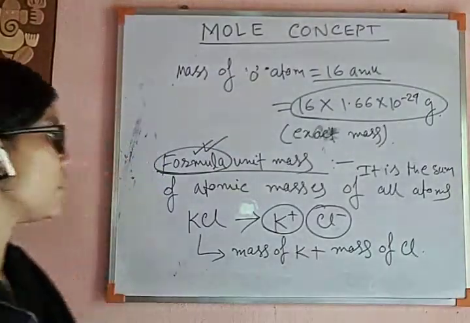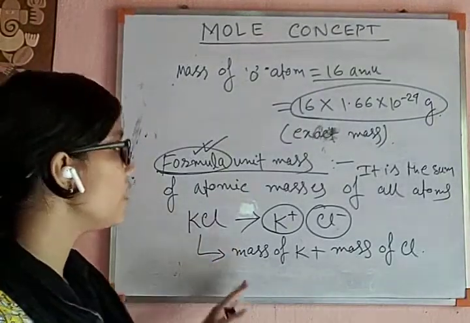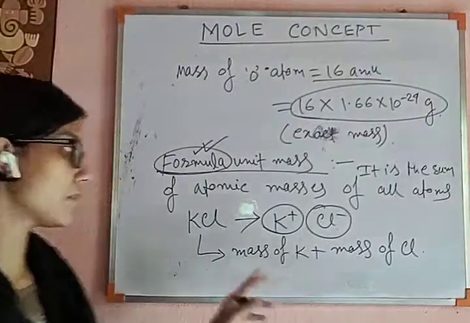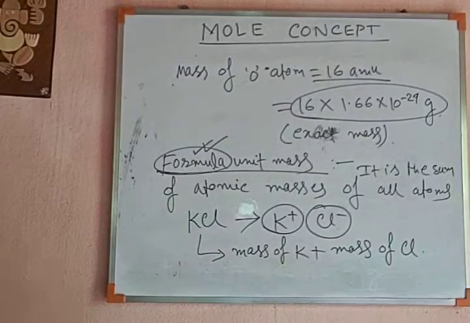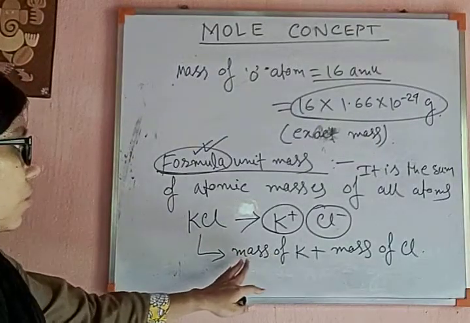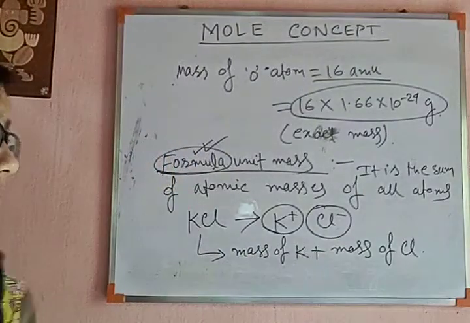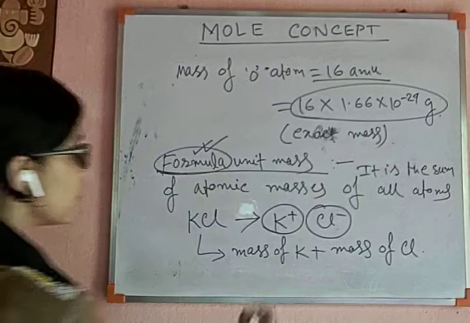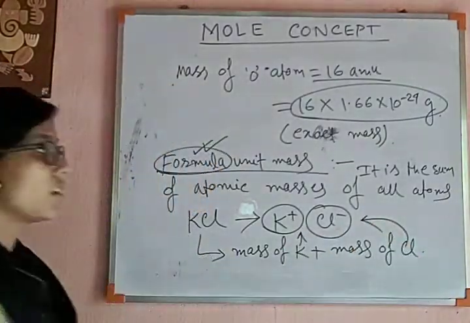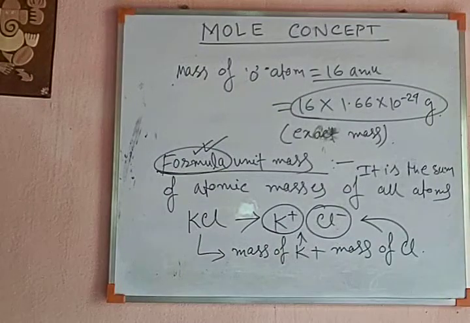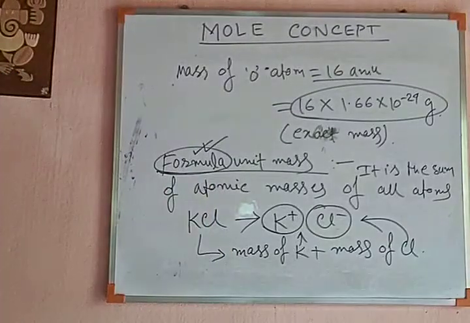The process is same, that is we are calculating the formula unit mass by the summation of individual atoms that are present in a substance. We are doing summation for KCl, that is mass of potassium and mass of Cl, but here potassium exists as K plus ion and Cl exists as Cl minus ion. So as these atoms are existing as ions, this term formula is used here.